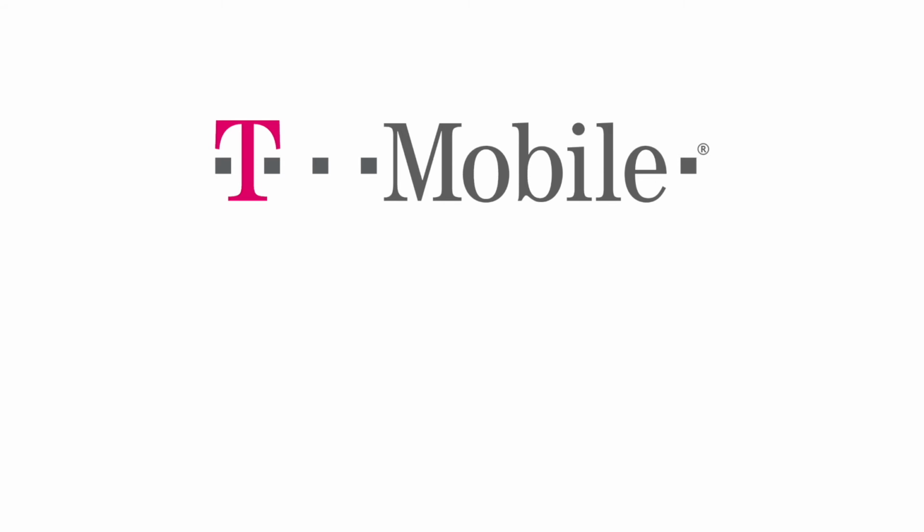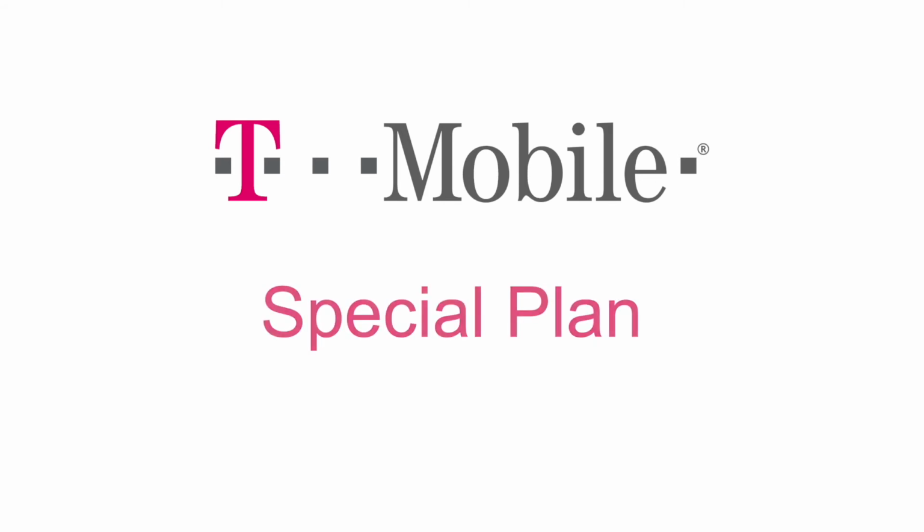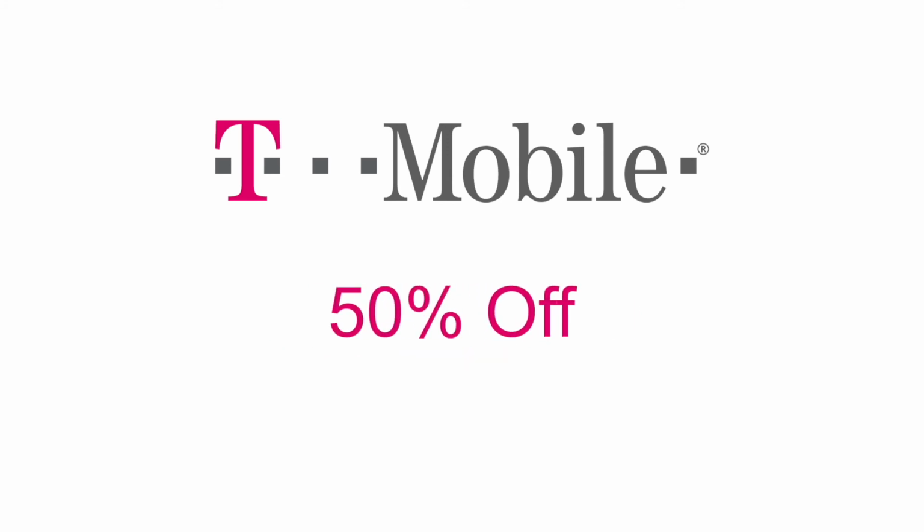So let's take a look at how some visual cues help make decisions at one of our clients. We'll take a look at T-Mobile. T-Mobile began offering a special plan for military families in the spring of 2018. It's basically 50% off their T-Mobile One plan. It's a pretty great deal.